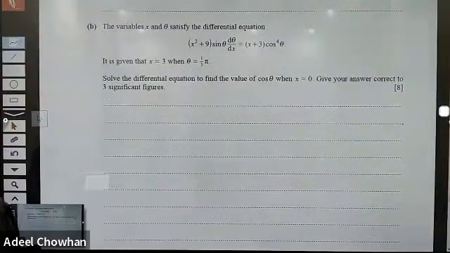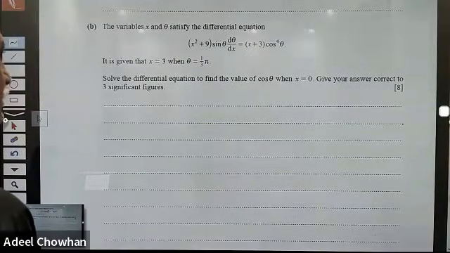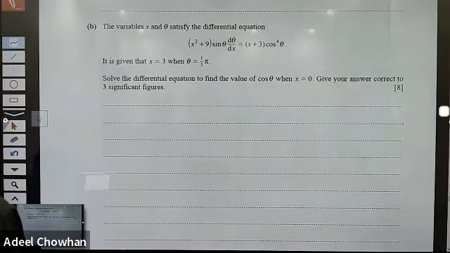Now part B. The variables x and theta satisfy this equation, x square plus 9 bracket sine theta d theta over dx is equal to x plus 3 cos of 4 theta. It is given that x is equal to 3 when theta is equal to pi by 3. Solve this differential equation to find the exact value of cos of theta when x is equal to 0. Give your answer correct to 3 significant figures.